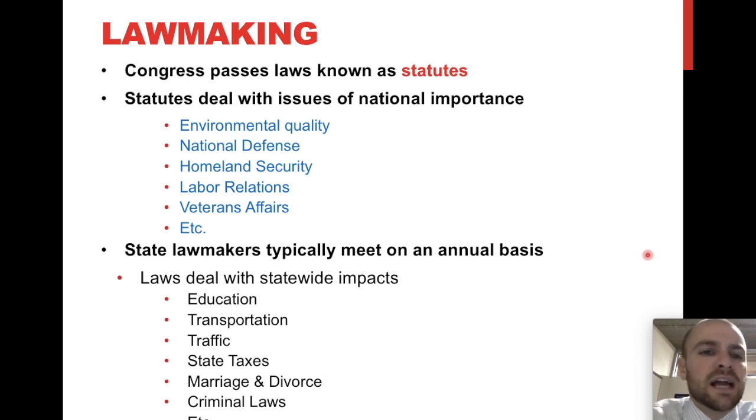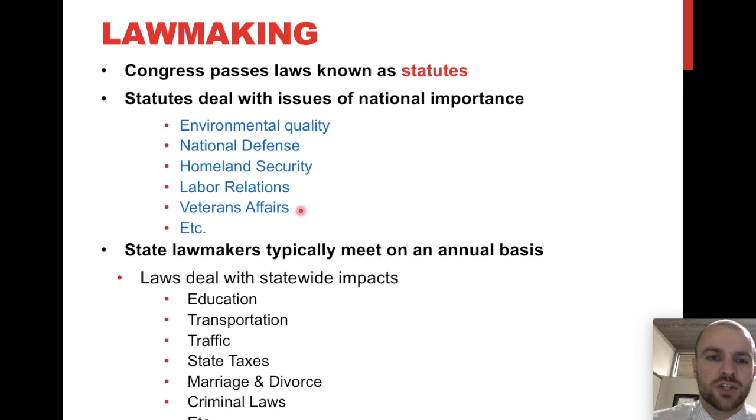So lawmaking. Congress passes laws that are known as statutes. That's kind of the formal name for a national law. Statutes tend to deal with issues of national importance, not really state by state importance or regional importance, but rather issues that pertain to the nation as a whole. So environmental quality, for example, this is a national issue. This is not just a one state issue. Our national defense, homeland security, labor relations, veteran affairs.